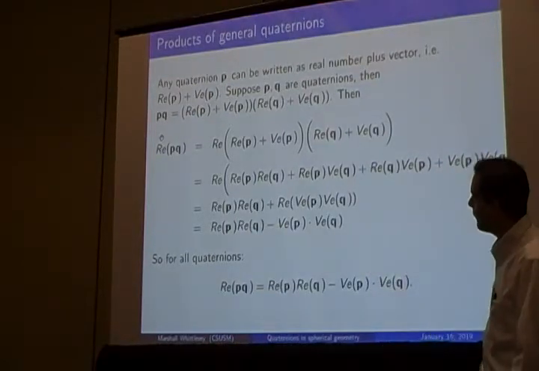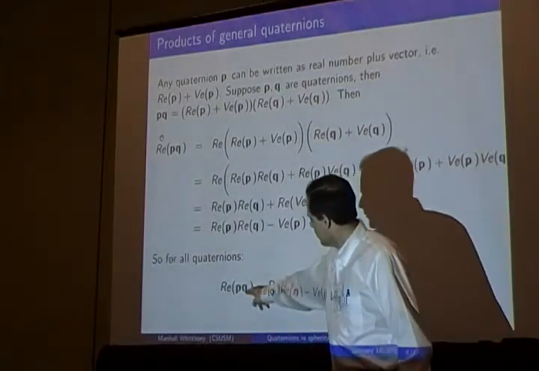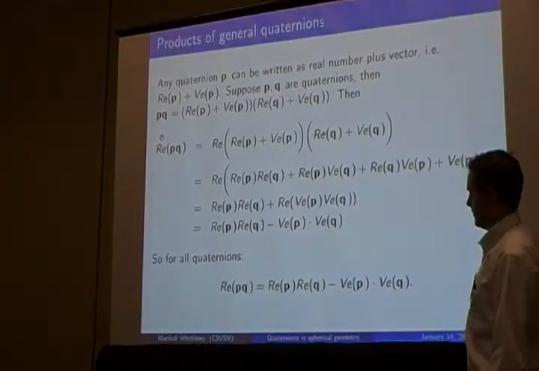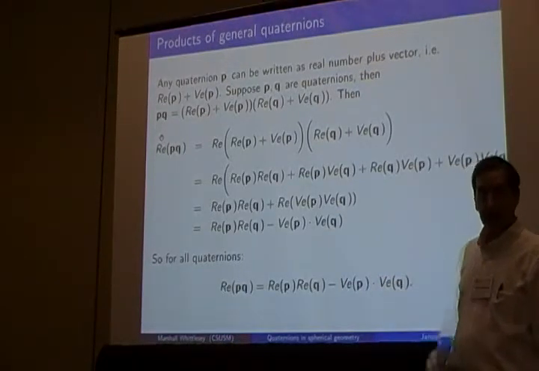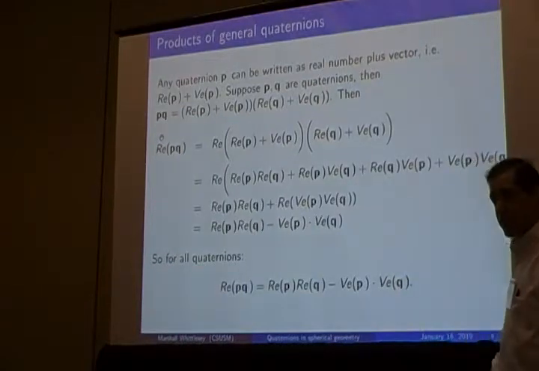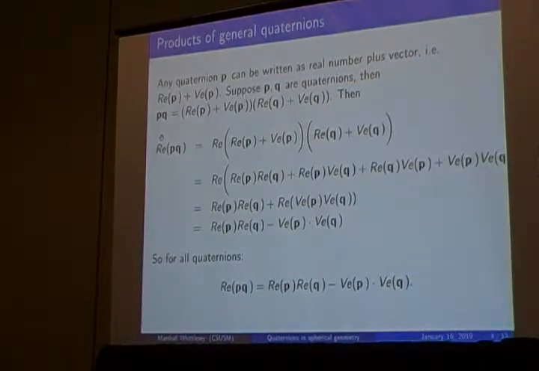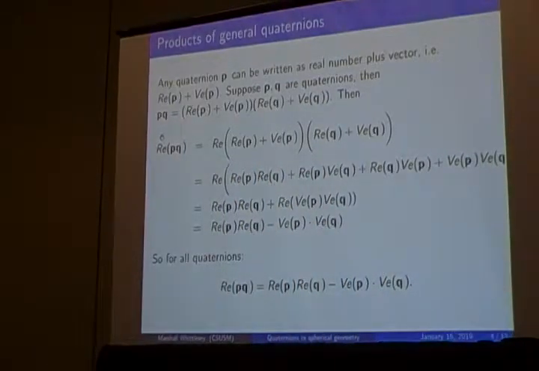And we get a very useful fact about any pair of quaternions: if you take the real part of the product of two quaternions, it's the product of the real parts minus the dot product of the vector parts, which is very much like what we get for complex numbers. The real part of the product of two complex numbers is real minus imaginary. So this is a handy little equation to make use of.